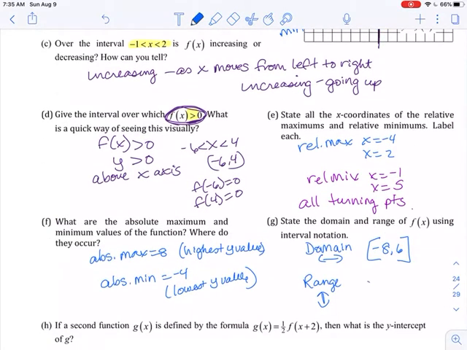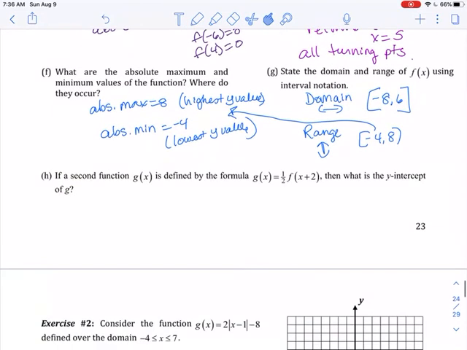So my range is going to be from -4 to 8. And again, it's the same numbers that were over here because it's my absolute max and my absolute min. All right, if a second function, g of x, is defined by the formula g of x equals 1/2 f of x plus 2, then what is the y-intercept of g?